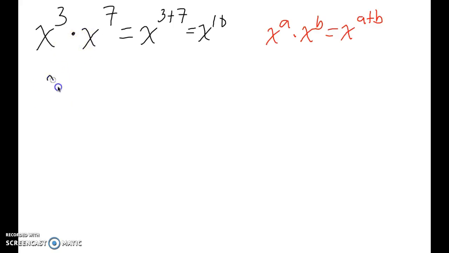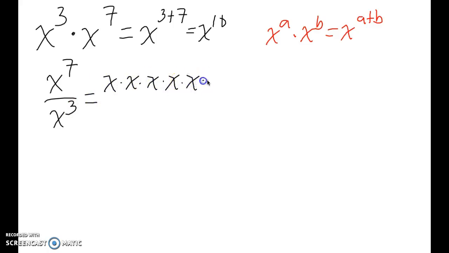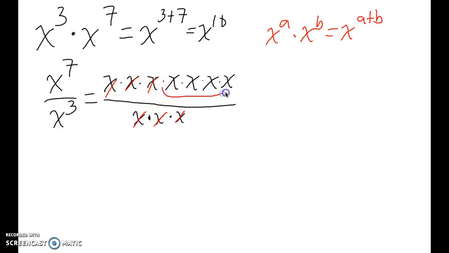If we look at a similar situation and we divide, well, this is like having 7 x's on top in the numerator and 3 below in the denominator. And then we see that canceling out 3 from the top, we cancel out 3 from the bottom, and we're just left with 4. And this is going to work every time, as long as the numerator is larger. And we're left with 4 x's on top, or x to the fourth, over just 1. So we would just write that as x to the fourth.